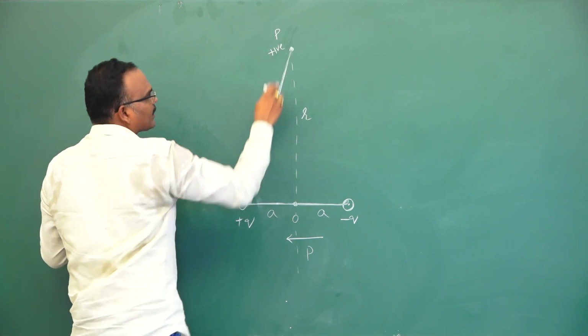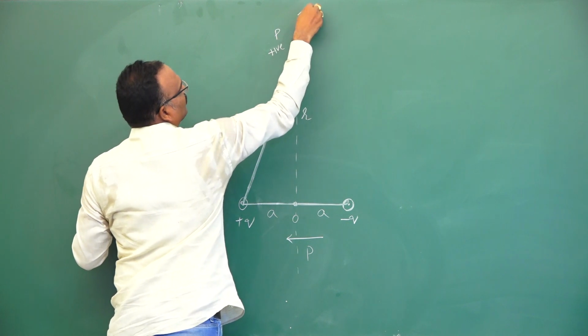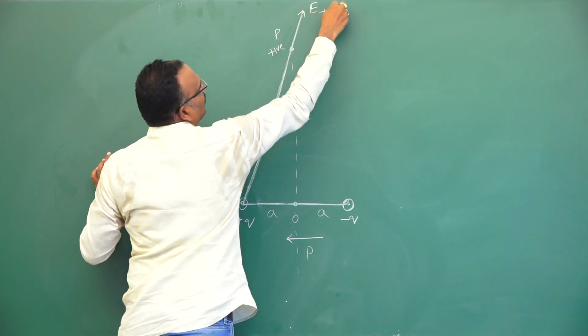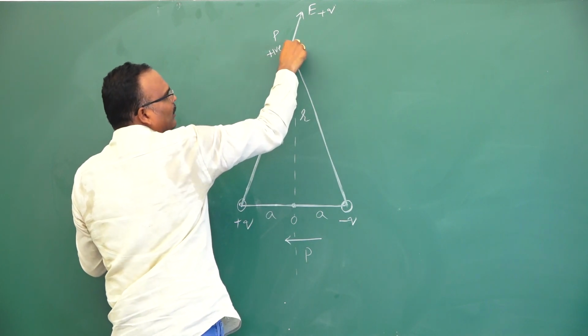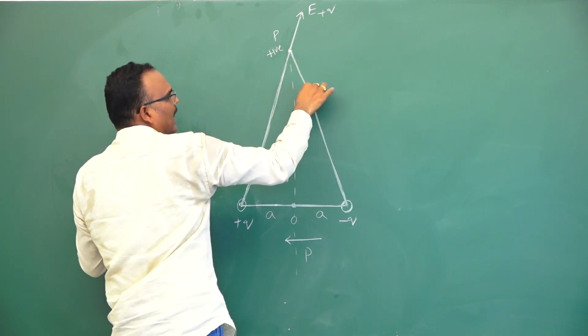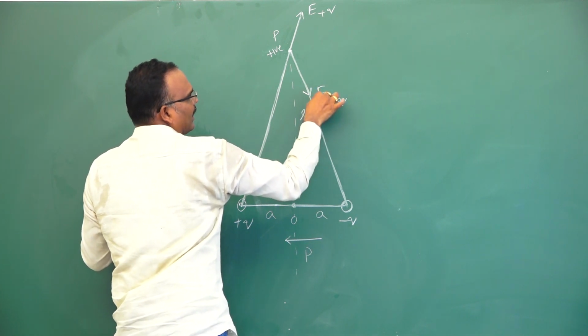Here this is positive and this is also positive, so it repels in this direction. So this is the electric field due to the positive charge. The negative charge attracts this unit positive charge, so the electric field will act in this direction. This is E minus Q.